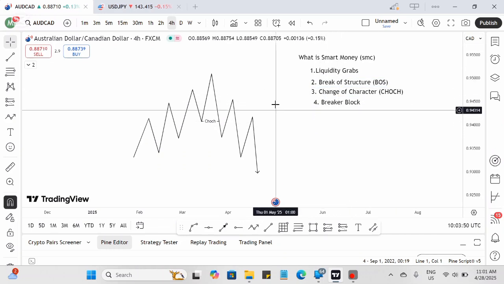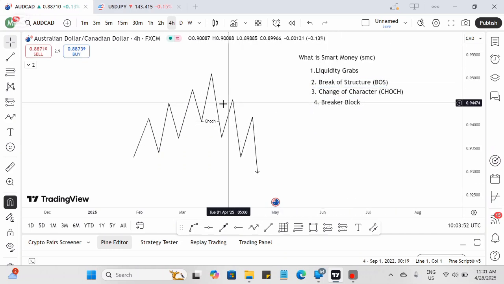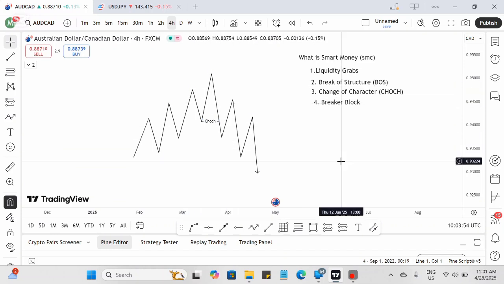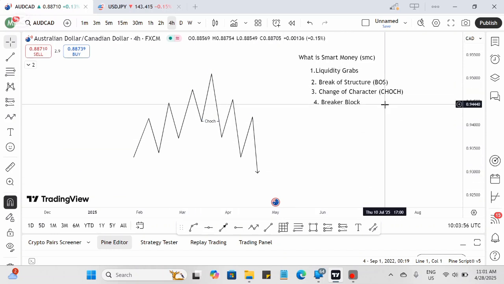It means a shift in market structure, a shift from an uptrend to a downtrend, or from a downtrend to an uptrend. This is what your change of character signifies. It indicates a shift in market structure.